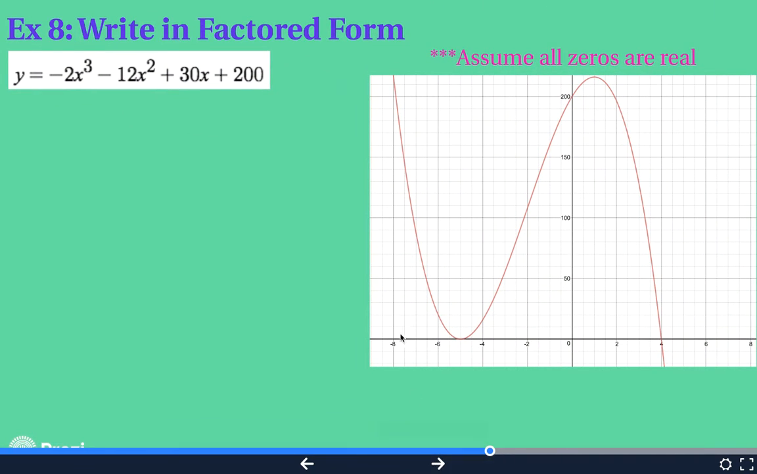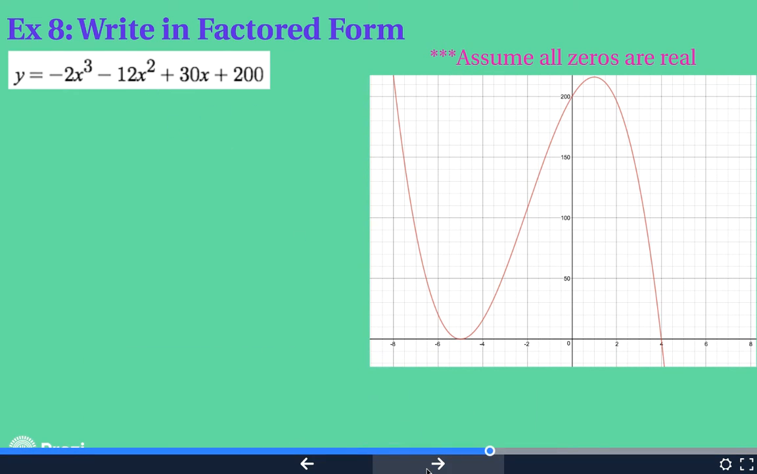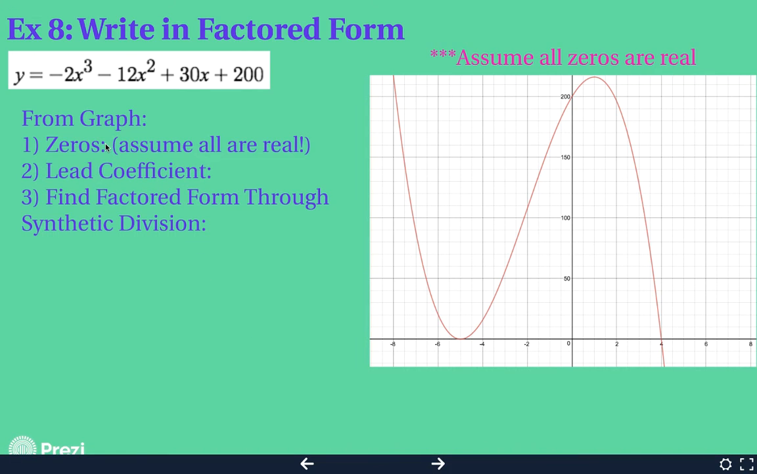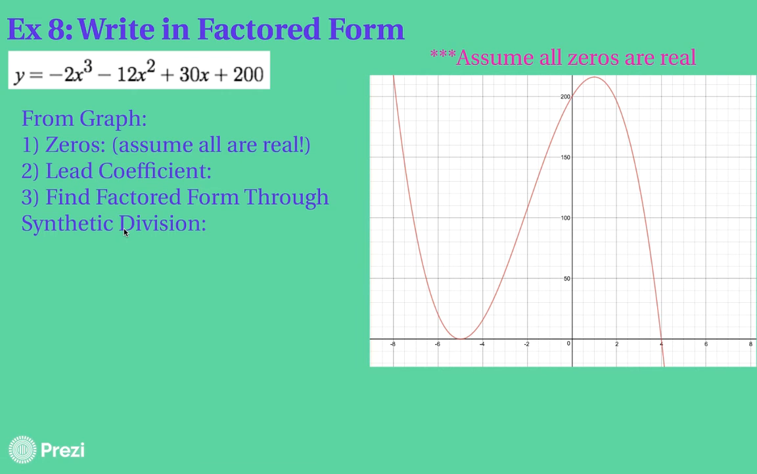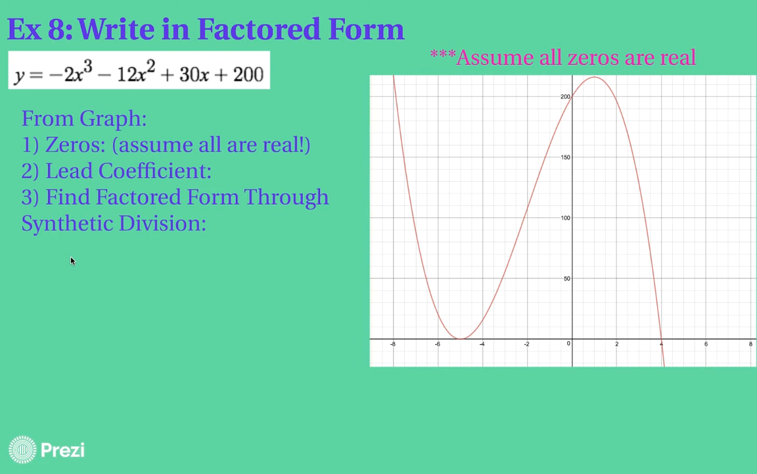Alright, you guys, so in example 8, I'm going to give you a graph and an equation in standard form, and using this information, we can find the zeros and the leading coefficient. With standard form and this information, we can write it in factored form through synthetic division, which is really cool. So we're going to be combining what we talked about in this polynomial division section as well as our properties of factored form. We're kind of combining everything we talked about in this section and previous sections, which is pretty cool.